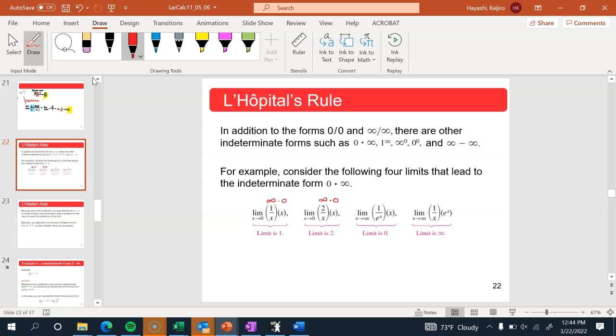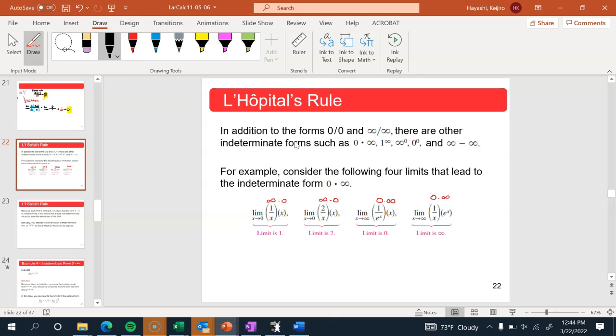And for these last two, if you plug an infinity into this one, you get 0. Whereas if you plug it into x, that'll be 0 times infinity. And same sort of thing here. Okay. So, those are not the forms you want. They are indeterminate forms, but they're not the indeterminate forms you want.